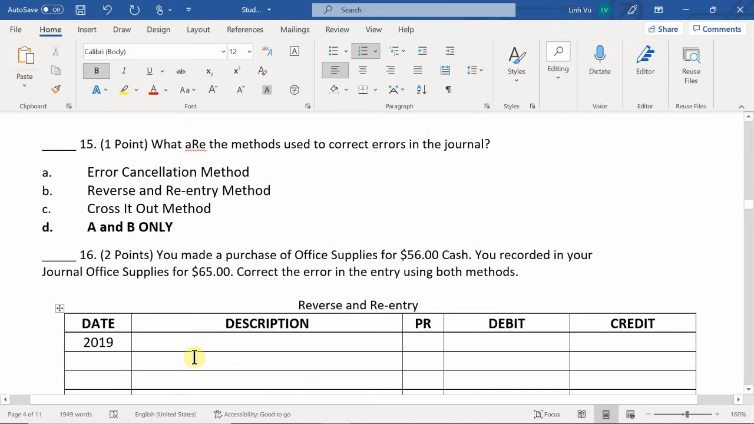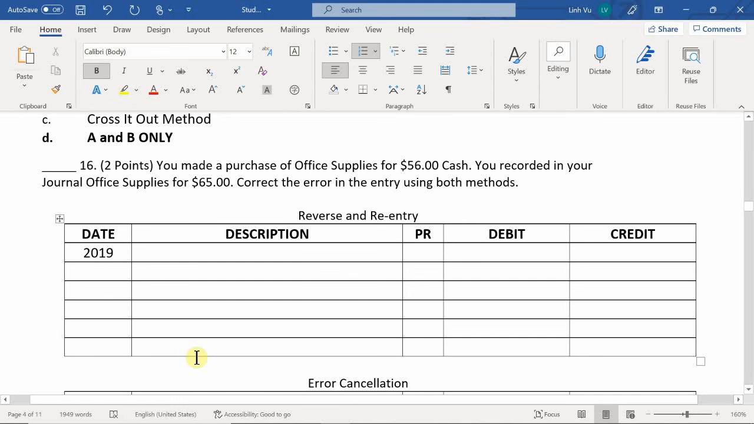Okay, so let's take a look here. You made a purchase of office supplies for $56 cash, and you recorded it in your books as office supplies for $65. All right, correct this error in the entry using both methods. So let's talk about the first one, which is the reverse and re-entry. In this case, I bought office supplies for $56, but I journalized it as if I put in $65 instead. So how do I correct this error using the reverse and re-entry method?